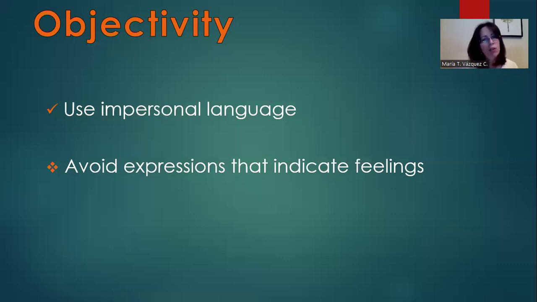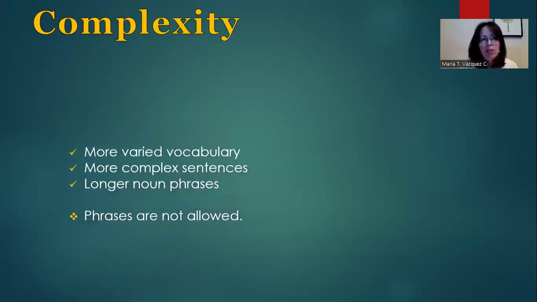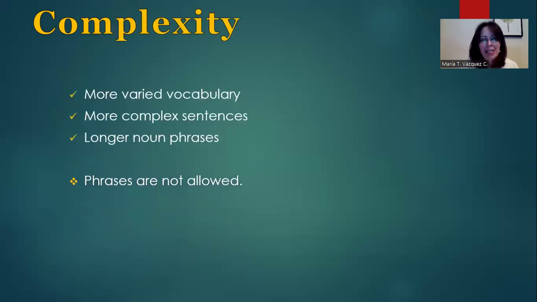In this kind of discourse, you don't use them. We don't use them. Okay, complexity is another characteristic of academic writing. What does it mean? First of all, I'm going to start with the end. We shouldn't write phrases. We have to write complete sentences.